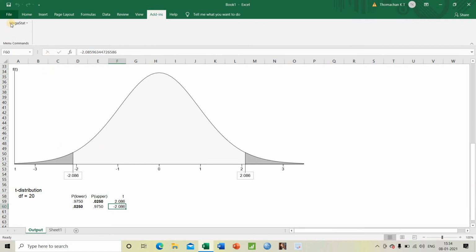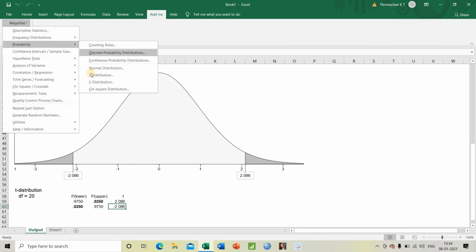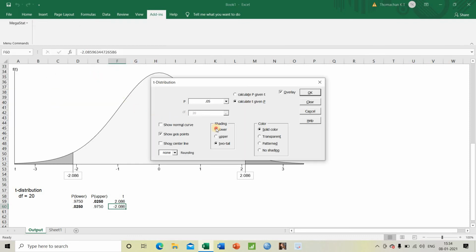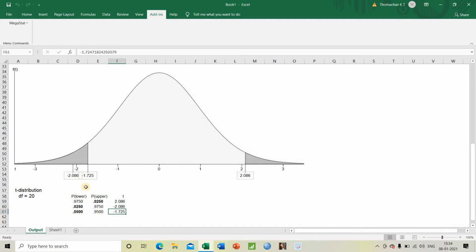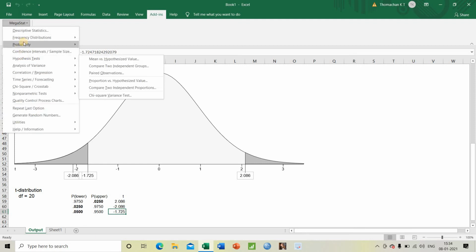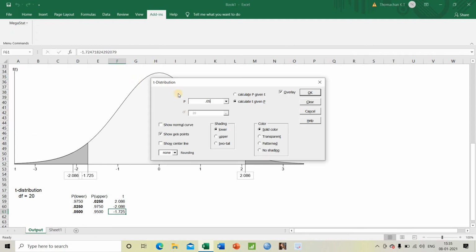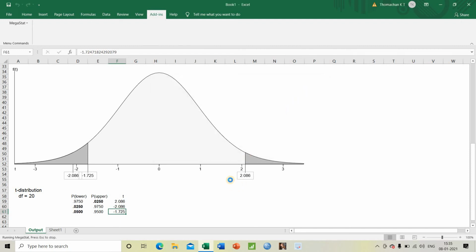Now suppose that I want 5% in one tail only. So lower tail for 20 degrees of freedom, okay. The critical value is minus 1.725. And if I want it in the upper tail, I give upper here, okay. I will get 1.725. That is, 95% of the T distribution is below 1.725 for degrees of freedom 20.